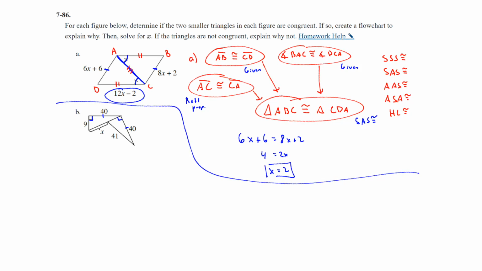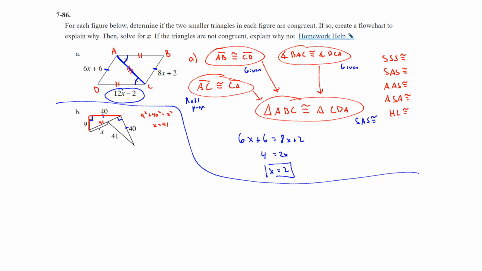Now, for both of these triangles, we can find the third side because we have two sides of the right triangle. So if you do Pythagorean theorem and you do 9 squared plus 40 squared equals x squared, you're going to find out that x is equal to 41. So we know this is 41.